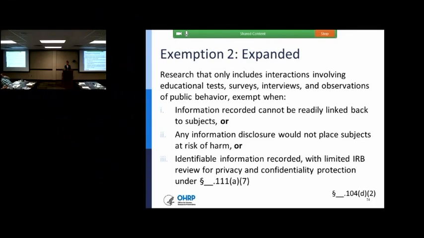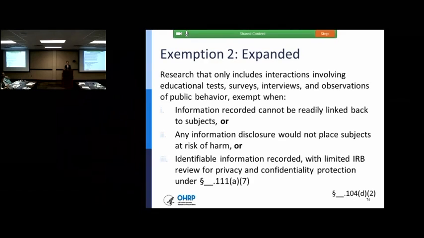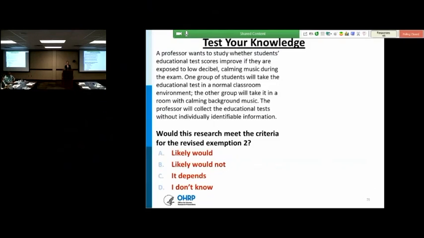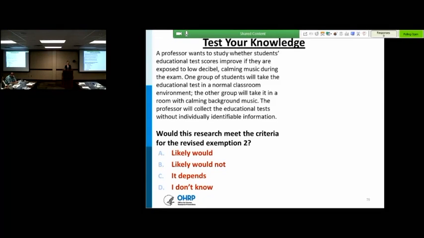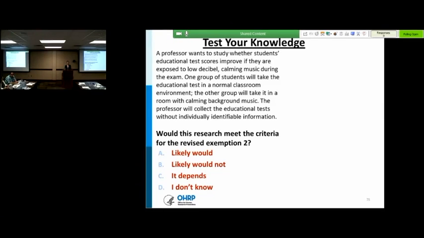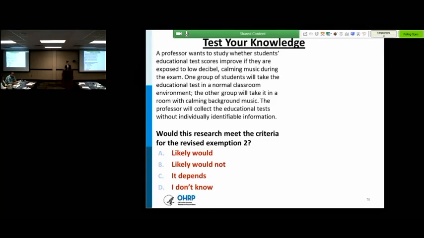Okay. All right, so let's go on and do a clicker question about this. A professor wants to study whether students' educational test scores improve if they're exposed to low decibel calming music while they take the exam. One group of students will take the educational test in a normal classroom environment. The other group will take it in a room with calming background music. The professor will collect the educational tests without individually identifying the students. There won't be any individual identifiable information associated with the exam. Would this research meet the criteria for the revised Exemption 2?